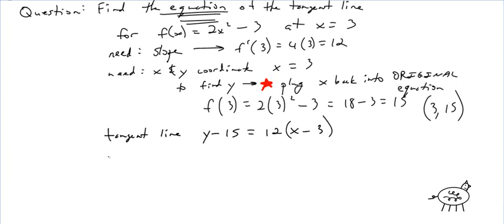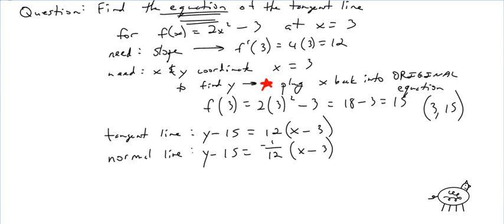Okay, and real quickly here, if I ask you for the normal line instead of the tangent line, that's what makes this so nice: the only thing you're going to do is change the slope. So it's y minus 15 equals, remember it's the opposite reciprocal, so negative 1/12 times x minus 3. Okay? It's pretty easy, right, math fans?